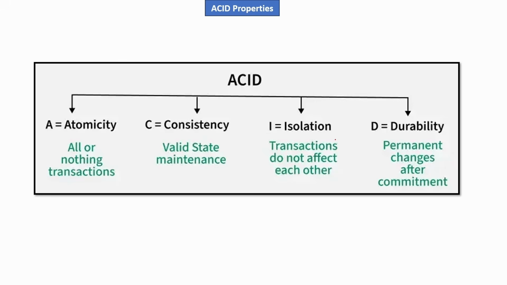Fourth is durability. Durability ensures that once a transaction is committed, its changes are permanently saved even if the system fails. The data is stored in non-volatile memory, so the database can recover to its last committed state without losing a single bit of data. That's why it's written permanent changes after commitment. Cool. This is pretty much about ACID properties.